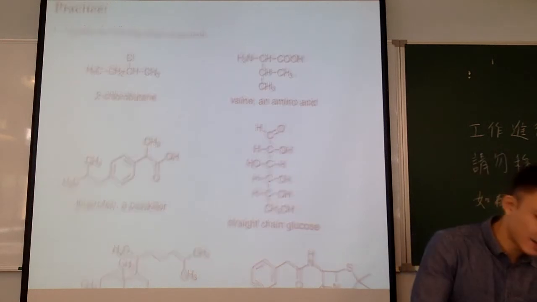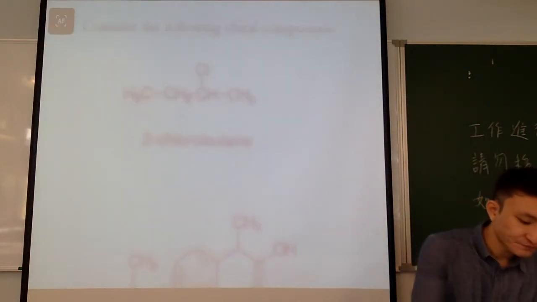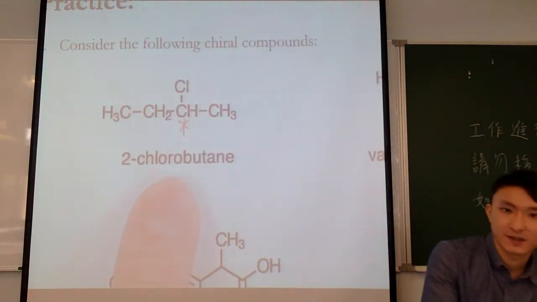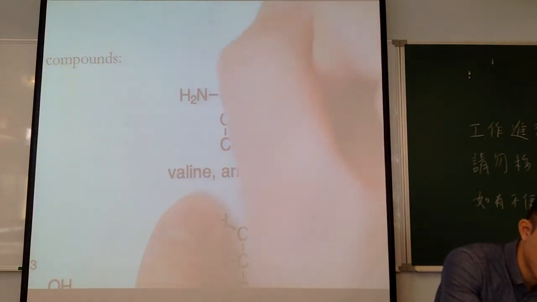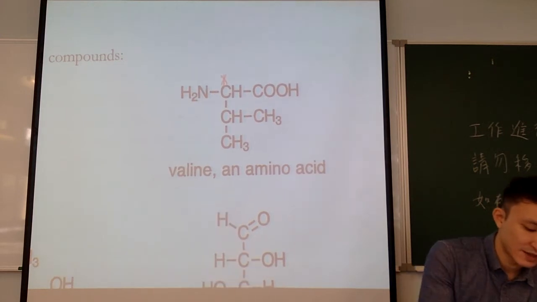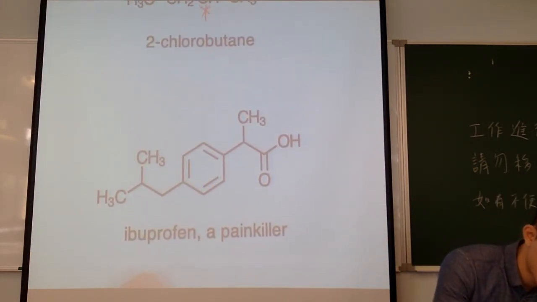Okay, so let's check. For chlorobutane, the chiral center is here. For valine, the chiral center would be here. For ibuprofen, the chiral center should be over here.